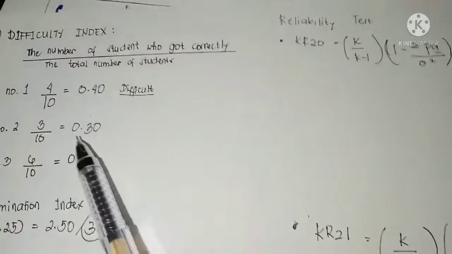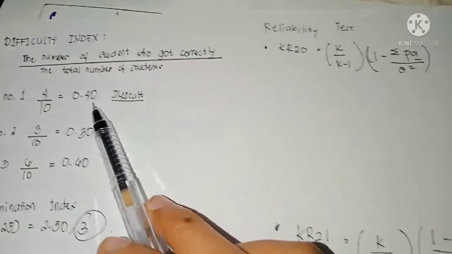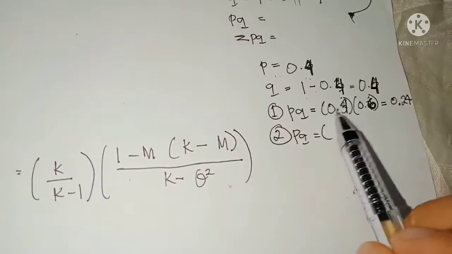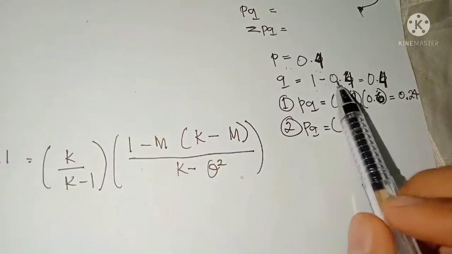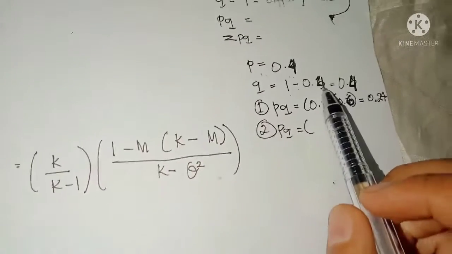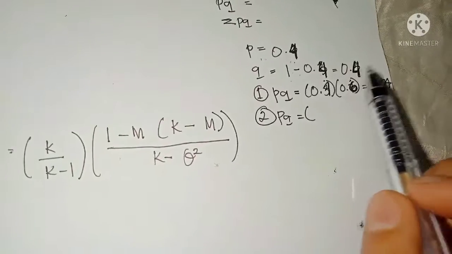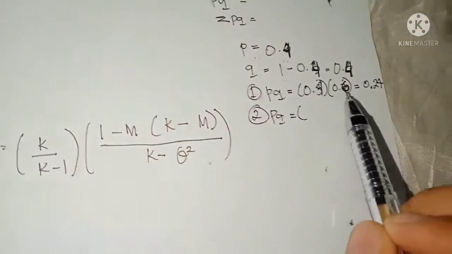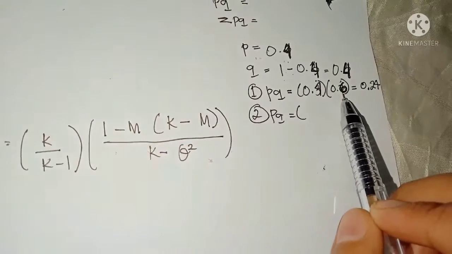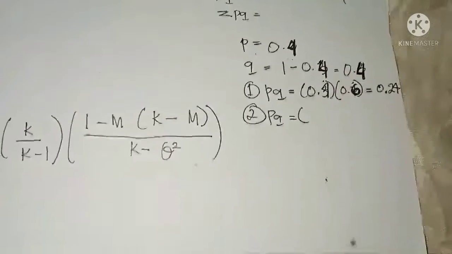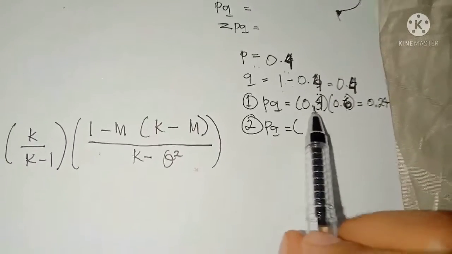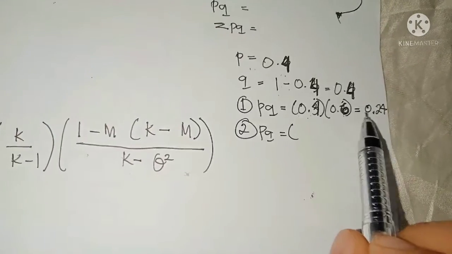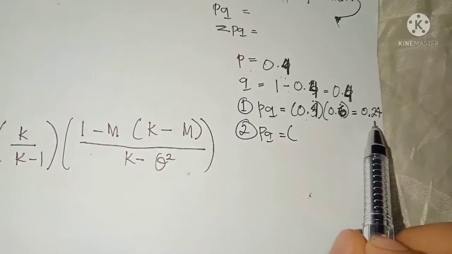Our p here is based on item number 1 of the difficulty index. So from item number 1 we have here 0.4. So 0.4, and 1 minus 0.4 is equals to 0.6, times 0.4. So 0.4 multiplied by 0.6 is equals to 0.24.